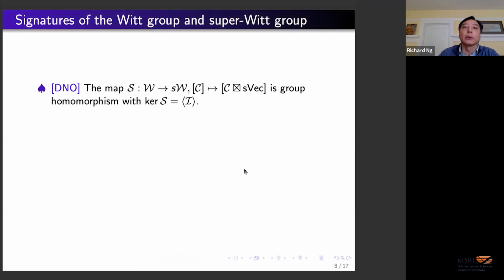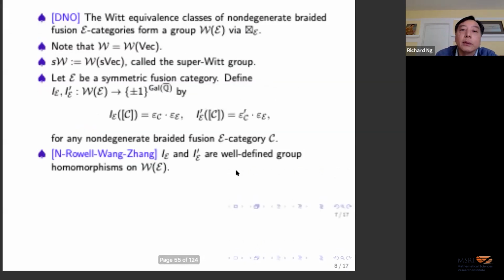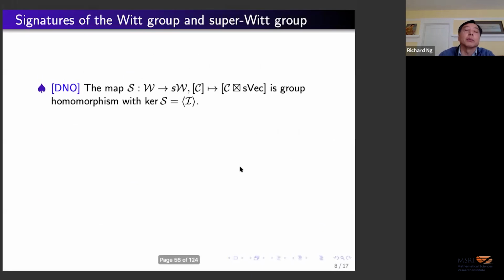Now we go back to the super-Witt group setting. Again, it's a result of DNO, Davydov-Nikshych-Ostrik. There's a group homomorphism from the Witt group to the super-Witt group. Basically, given a class of a modular non-degenerate braided fusion category in W, I just tensor with the supervector space, and the corresponding class will be the image of S.